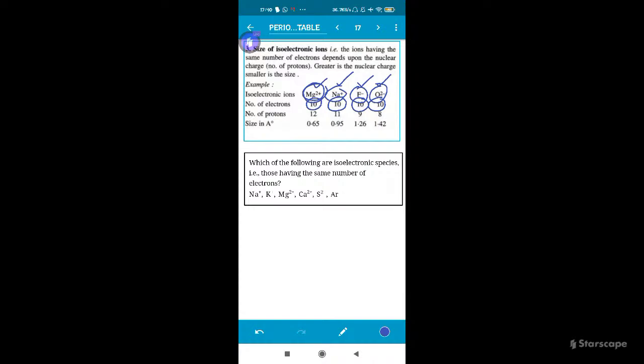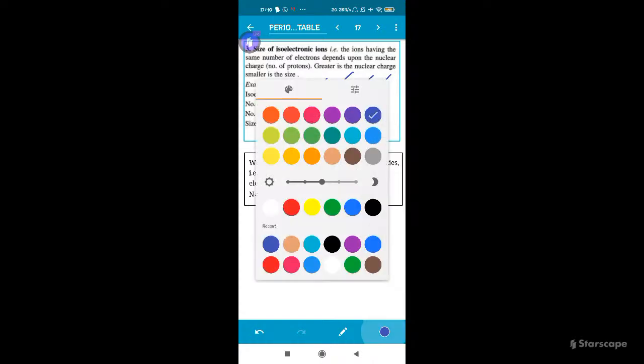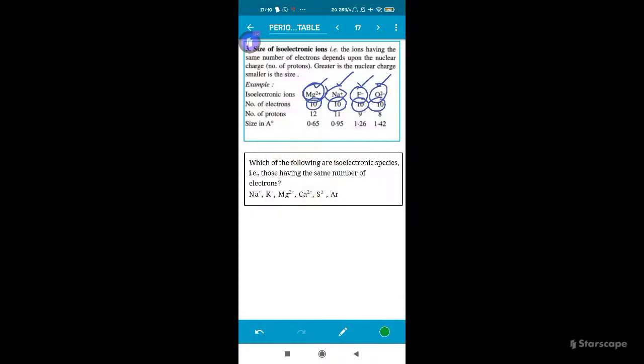As you can see the size over here, you don't have to remember it obviously, but still we can check it out. The size of magnesium ion is 0.65, sodium ion it is 0.95, for fluoride ion it is 1.26 and for oxide ion it is 1.42. Like a huge difference, isn't it? So the oxide ion has the largest size, but the magnesium ion has the smallest size. So what is the summary of the entire thing? Greater the nuclear charge, more the amount of nuclear pull, smaller is the size of the atom or the ion over here also. So I hope it is clear till here.